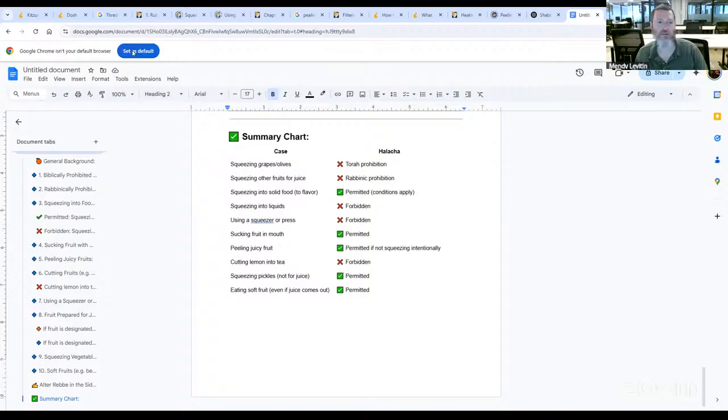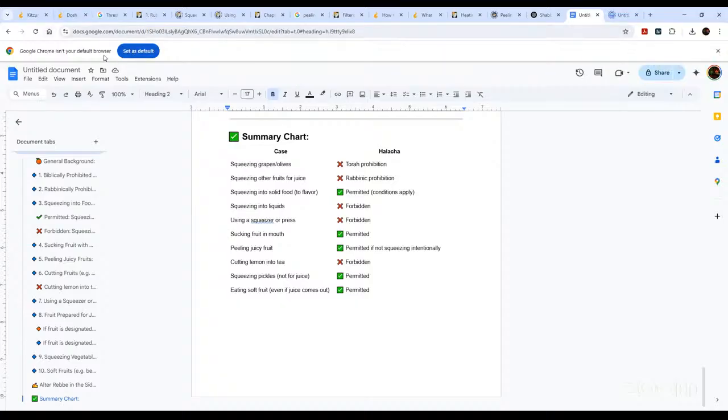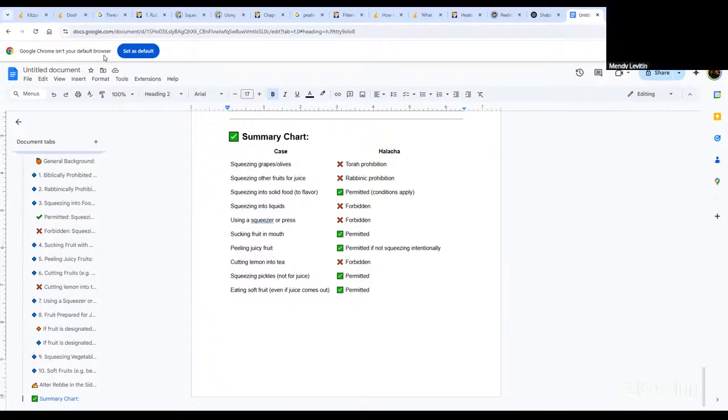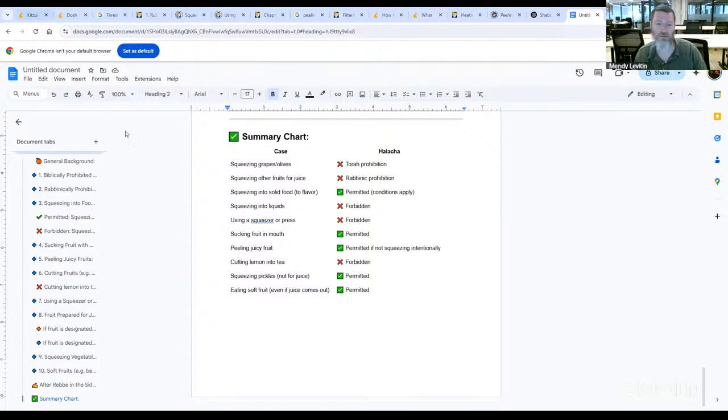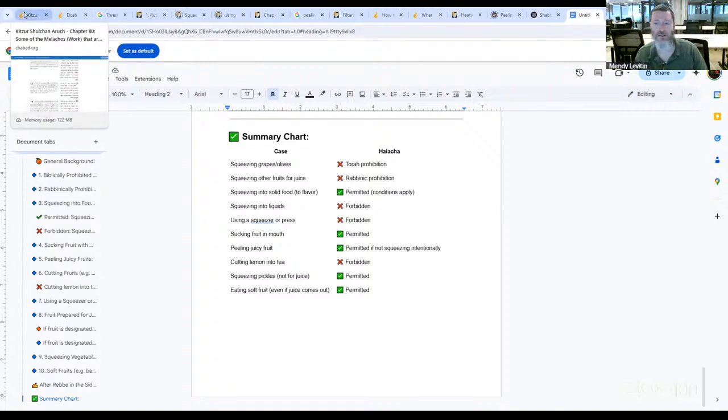Okay? Wait, I don't get that. Eating, and juice comes out, is permitted, or prohibited? Permitted, because you can't control it. Oh, okay, I got it. All right.